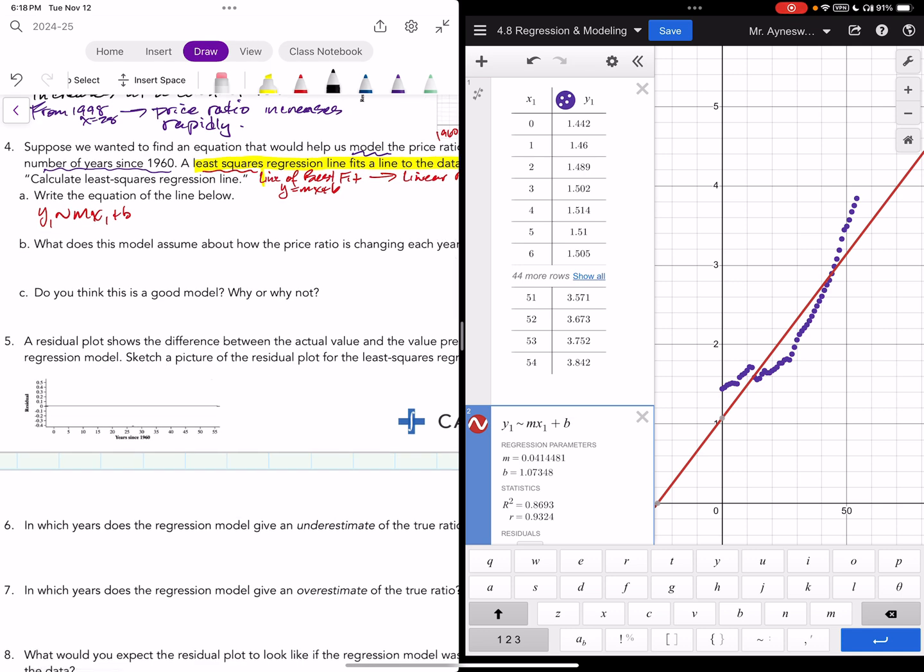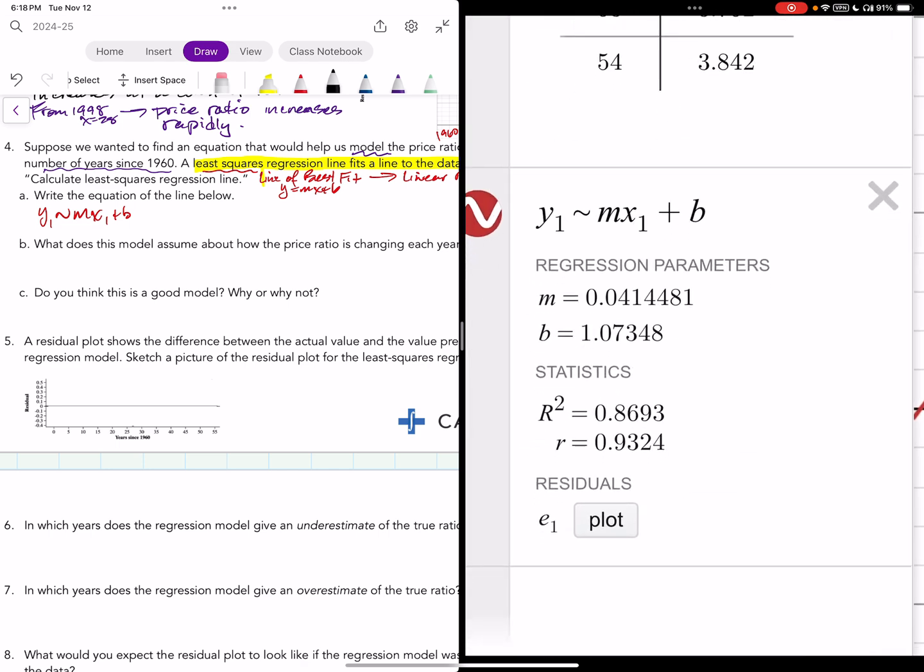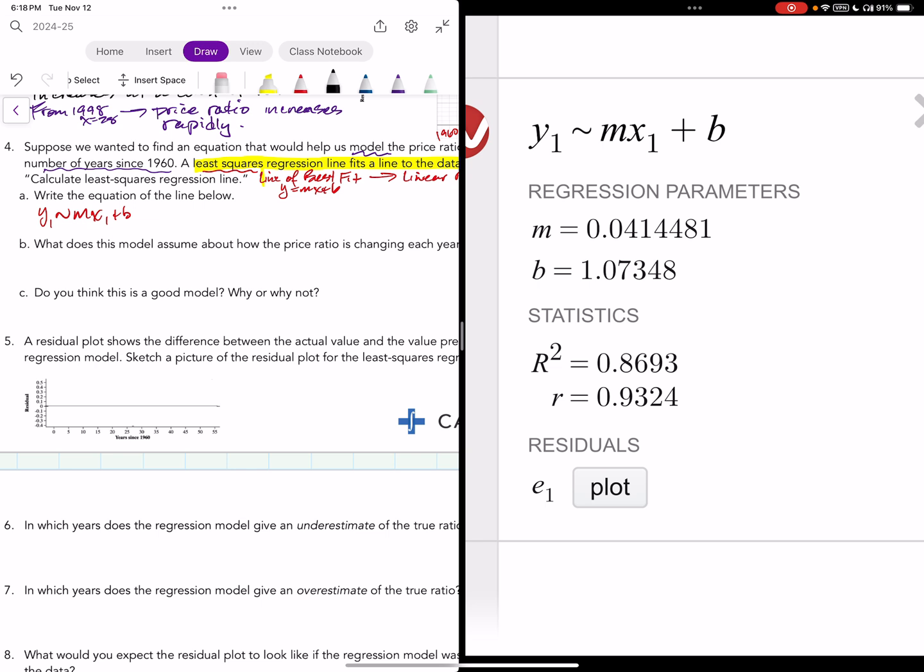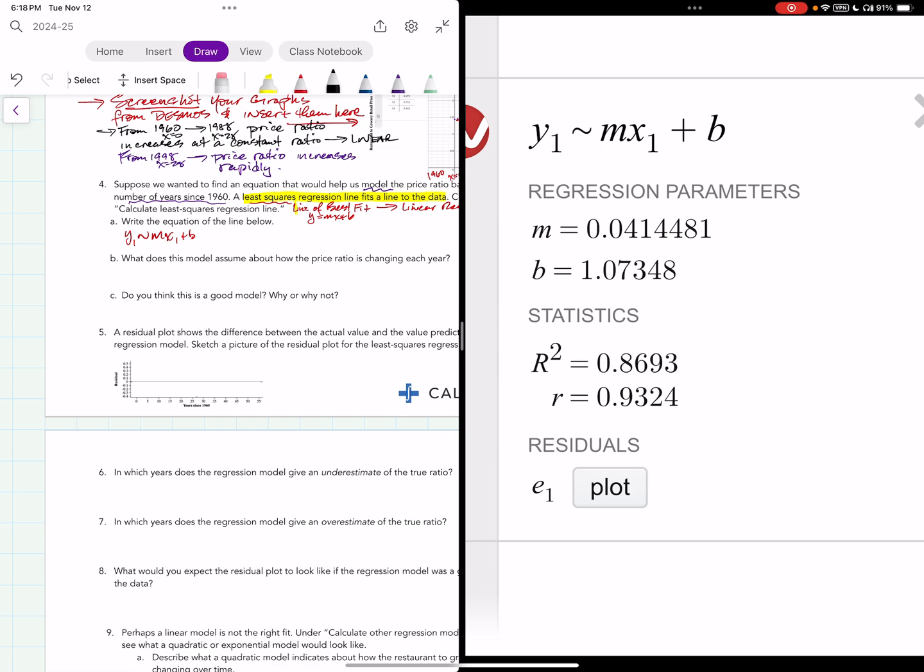This is not the best one. Now, if you look at the Desmos right now, and click save, by the way, so save your work. Notice the slope is 0.0414. The y-intercept is 1.07348. And all you do is type the values into your calculator.